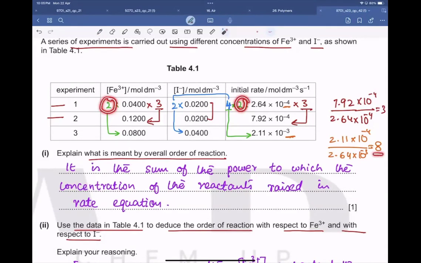But as the rate is increased by a factor of 8, it clearly means that the increase in rate by a factor of 4 is due to doubling the concentration of iodide. So if you see, it gets doubled, but the rate actually gets squared. So it means it's second order with respect to iodide. Is this understandable?